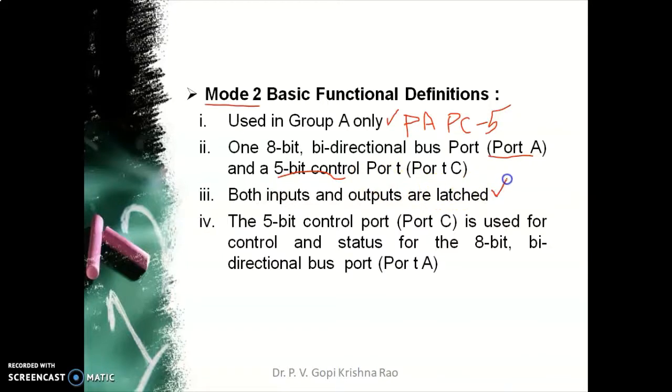In this case also, both the inputs and outputs are latched, in the sense that to provide a clear data transfer with authentication and successful reception and transmission, both the inputs and outputs are latched. The 5-bit control port C is used for control and status of the 8-bit bidirectional port A. So when port A is being used in mode 2 of operation, port B can be operated in mode 0 of operation, or with care in mode 1 of operation.